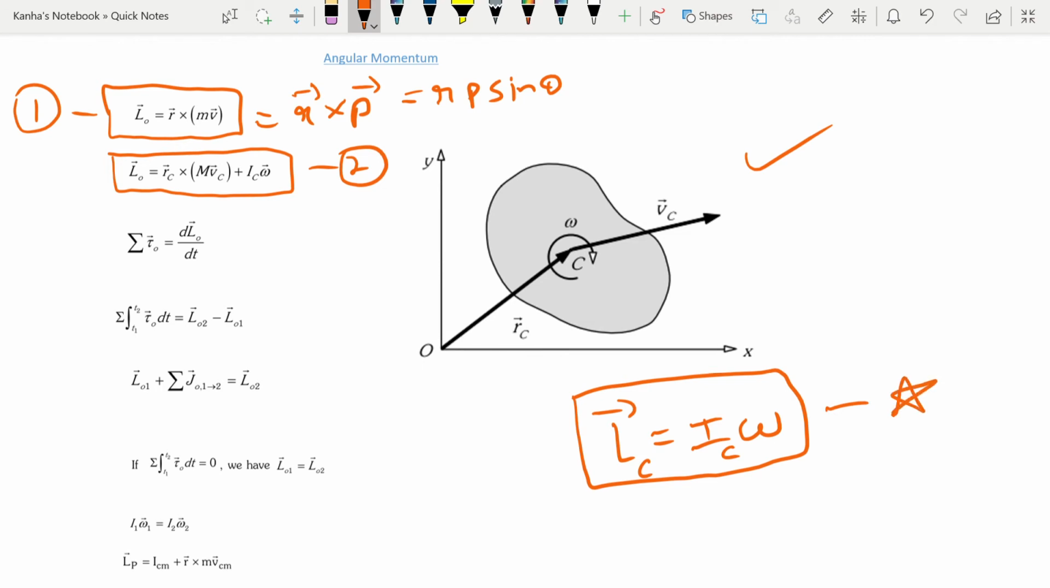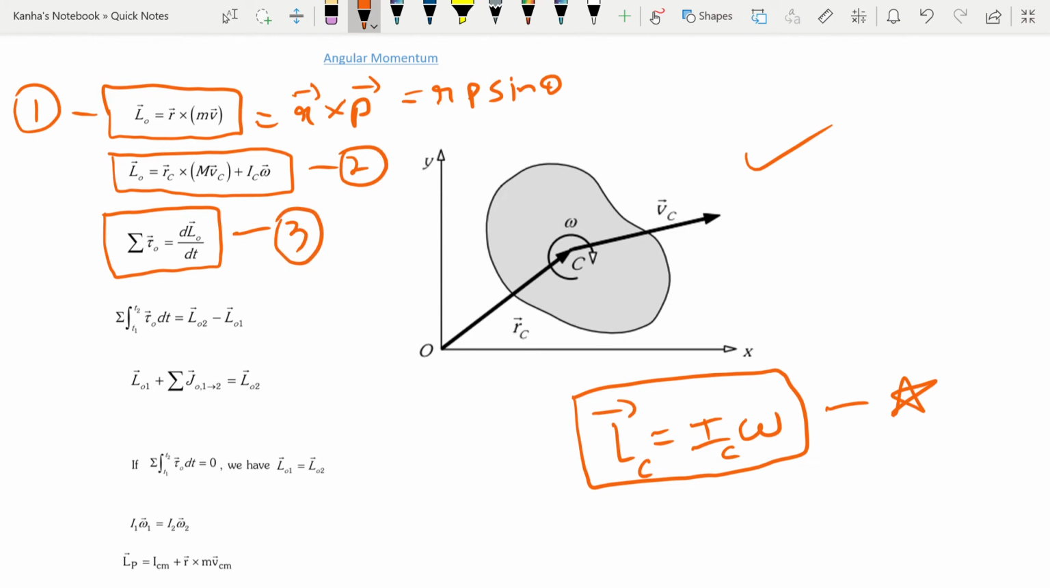And the third result that I want to share with you is that torque is nothing but the derivative of angular momentum. So if the net torque on a system is zero, then you know that the angular momentum remains constant. This you will learn later, but you should know this relationship.